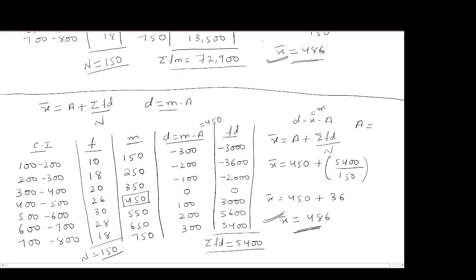So now we can observe here. Using direct method we have got the same answer, and using shortcut method also we have got the same answer. So this is how the mean should be calculated for continuous series using direct method as well as shortcut method. Now same problem we will take, and I'll show you how to solve this using step deviation method in my next video.